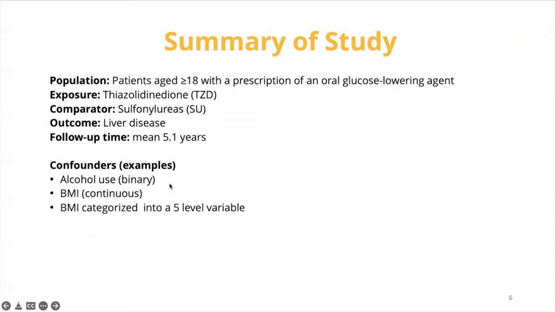I've included some examples of confounders that were included in the study here: alcohol use, BMI, and categorized BMI, and I'll get into the differences between these different variables later. There were also a lot of other confounders considered in the study, but just to simplify things, I'm just going to look at alcohol use and BMI to teach a few different statistical concepts here.